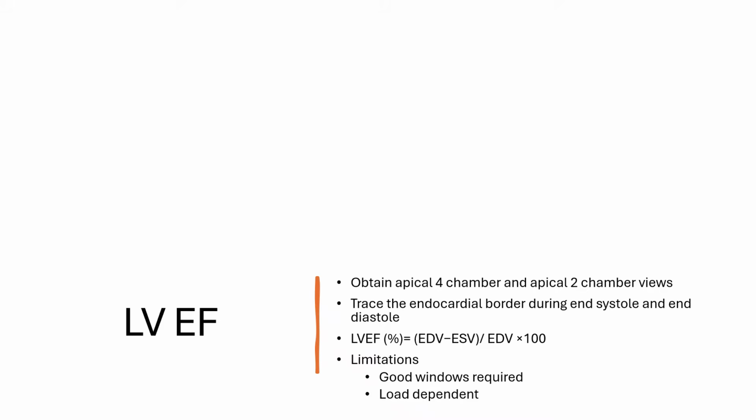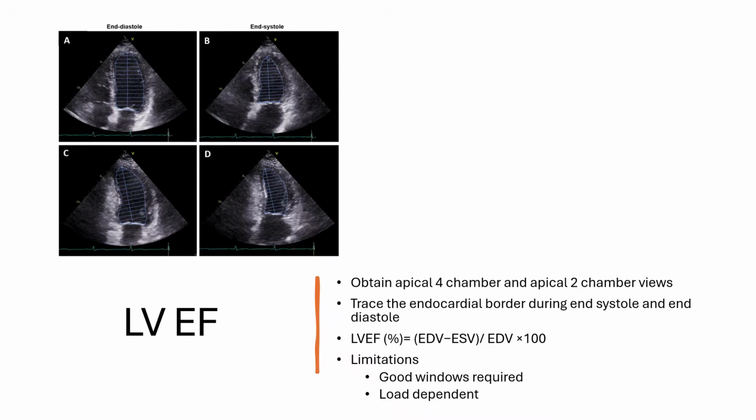And finally, let's talk about left ventricular ejection fraction. In order to obtain this measurement, you need to obtain apical four-chamber and apical two-chamber views. In each view, you'll need to trace the endocardial border during both end systole and end diastole. Again, having EKG tracing is important.